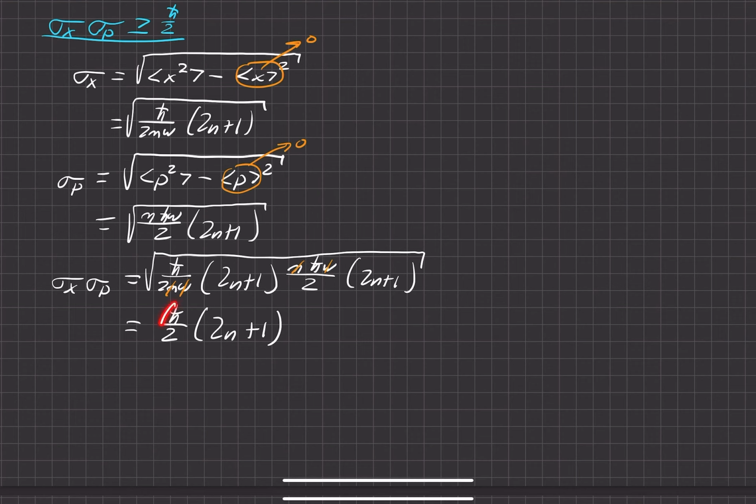And as we can see, we have an h bar here. And since n is going to be either 0 or greater than 0, this is always going to be some term that's at least greater than 1. So that verifies that this is actually always either equal to or greater than h bar over 2. And it satisfies the uncertainty principle.